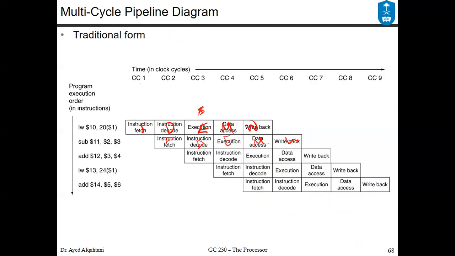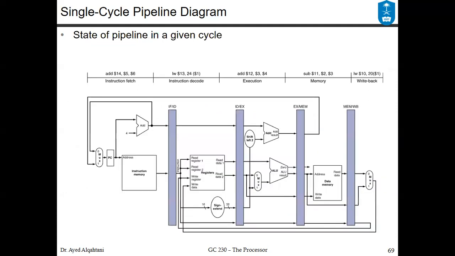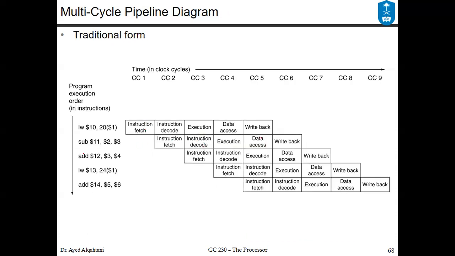So this is the traditional form, and you could also have it this way, where this looks like the single cycle, but here we are showing the different instructions. But you need to be careful. Notice that this is the first instruction. First instruction is load, followed by the sub, followed by the add, followed by the other load, and ending with the add. This is the sequence of instructions.